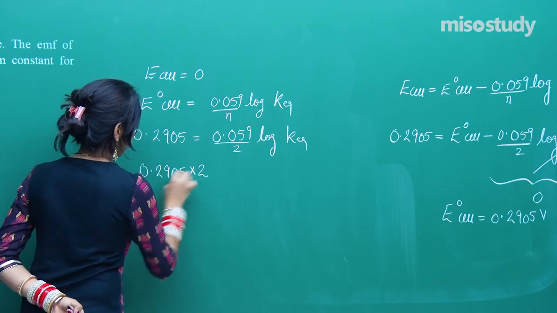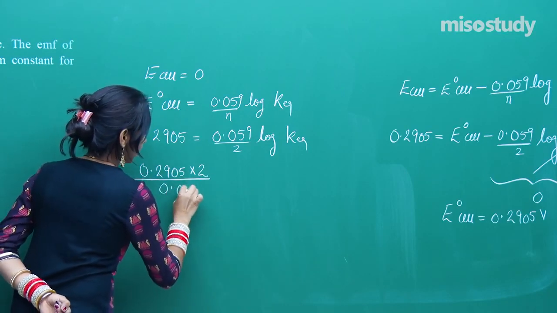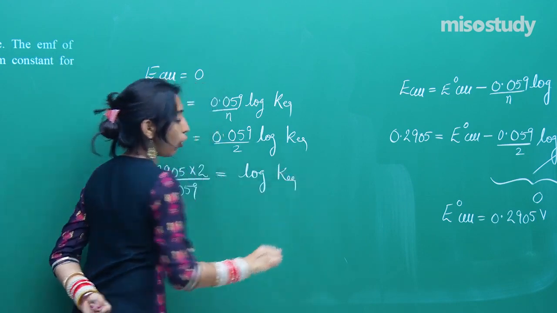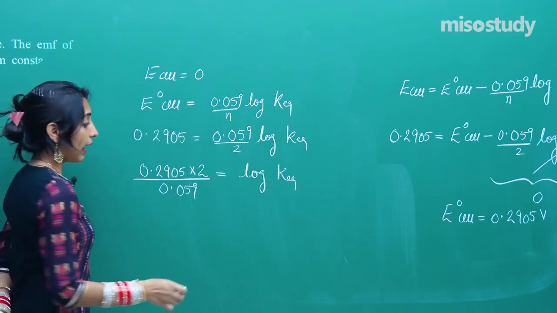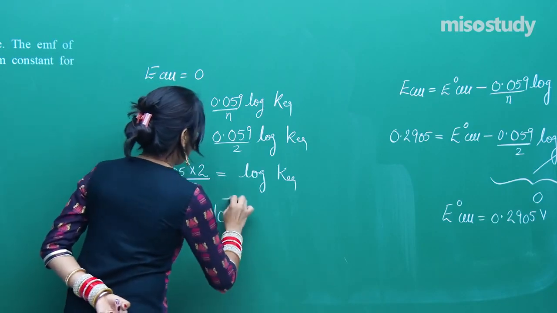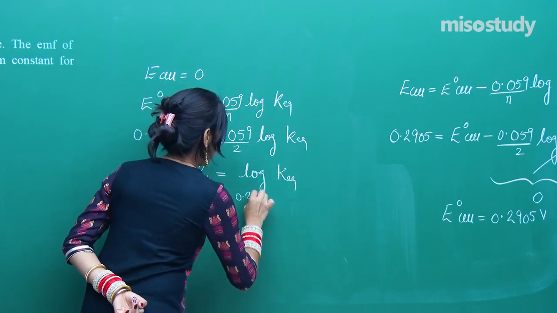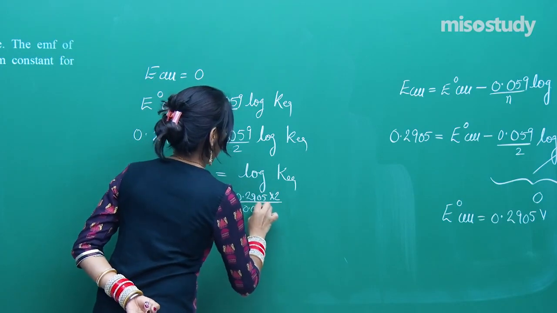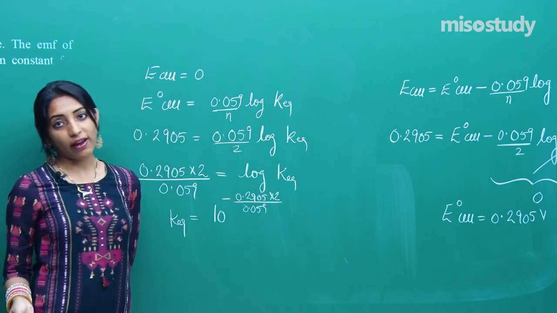0.2905 times 2, divided by 0.059, is equal to log of K equilibrium. If you do the calculation of K equilibrium, you will get 10 raised to the power of 0.2905 multiplied by 2 divided by 0.059. This will be the final answer.